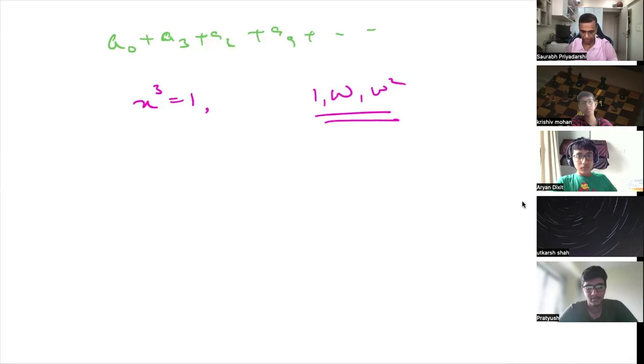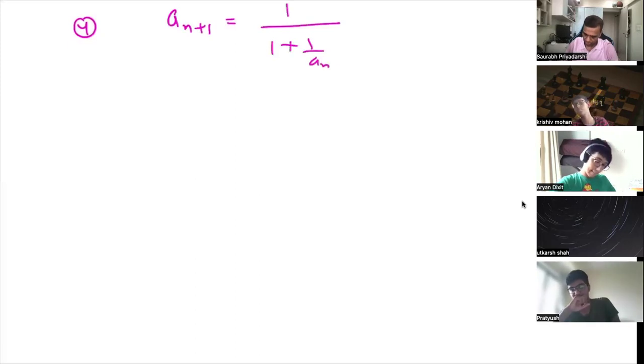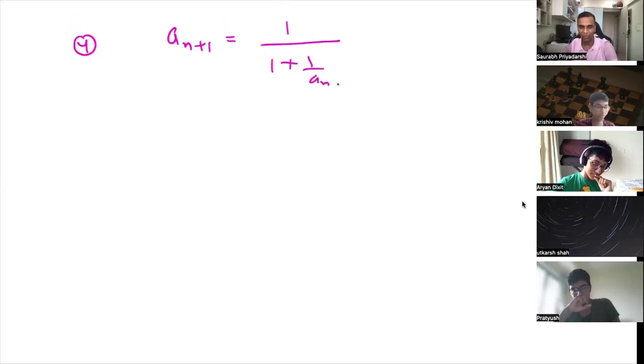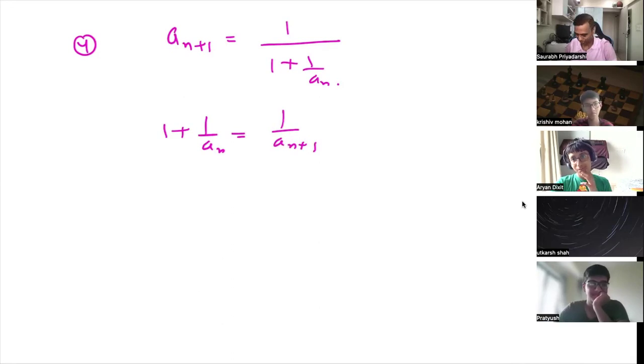Okay. Next. Question 4th. a_(n+1) is equal to 1 upon 1 plus 1 by a_n. Sir, this one was from 2008 by 2009, right? I guess again this one is one of the simplest ones, you can say it is a bonus one. Sir, a_n is equal to 1 by n. Very good. a_(n+1) minus a_n, you have to make it telescopic.